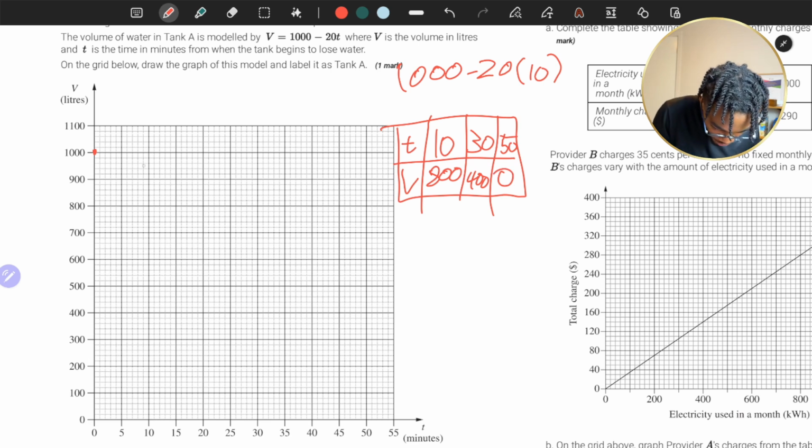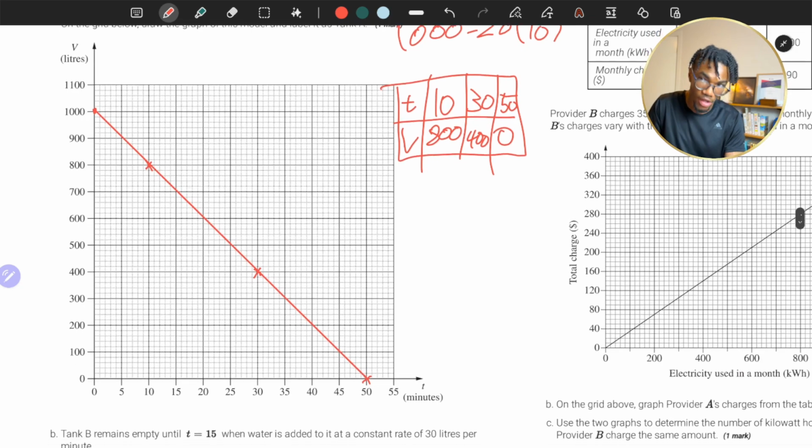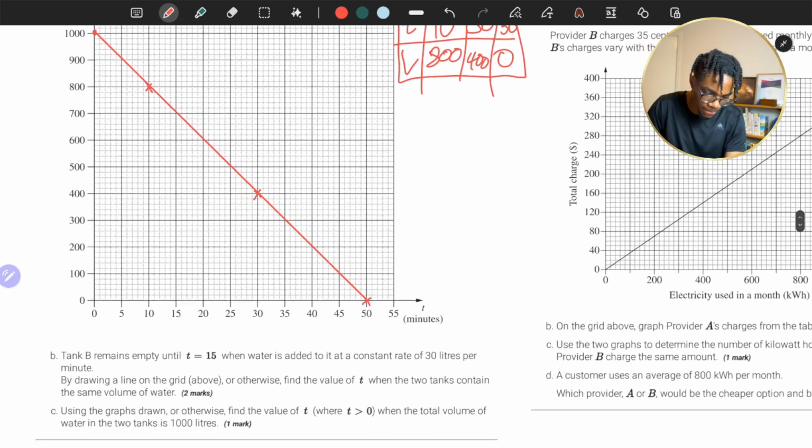Right, so we just plot these points, 1,000, 10 and 800. Next here, 30 and 400. 50 and 0. Draw a line between them. Perfect. And then I think that's all we need to do for that one. Yeah, easy. All right, so next one.